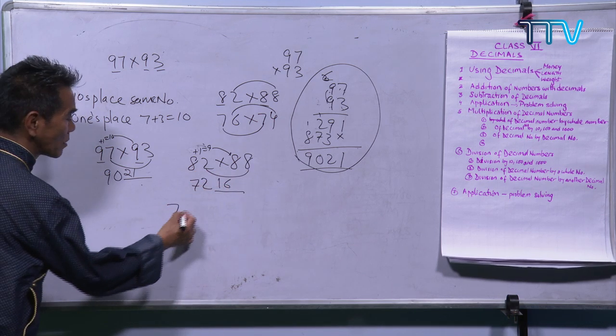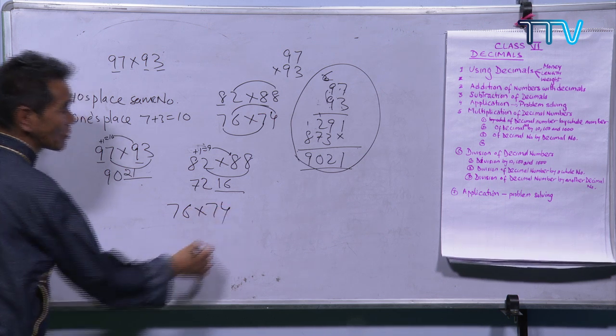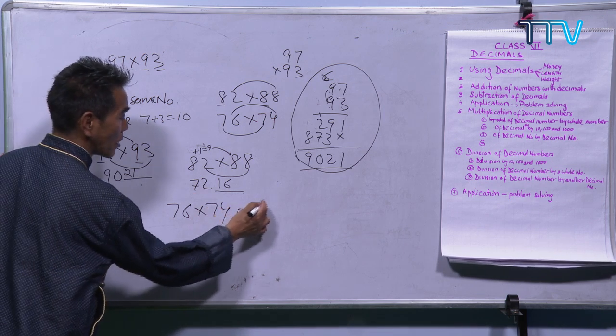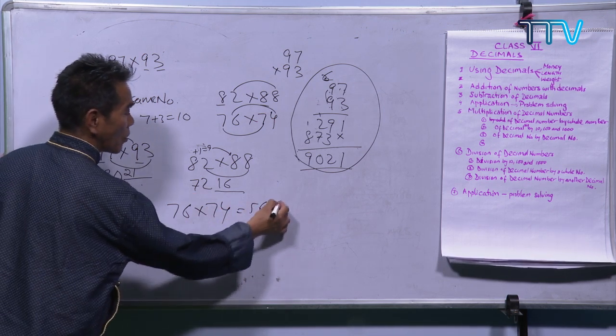For example, 76 multiplied by 74. So 7 plus 1 is 8, and 8 times 7 is 56. Then 6 times 4 is 24.